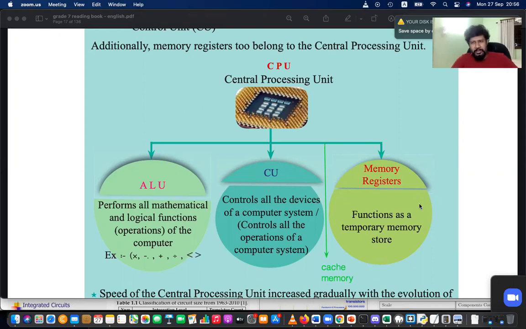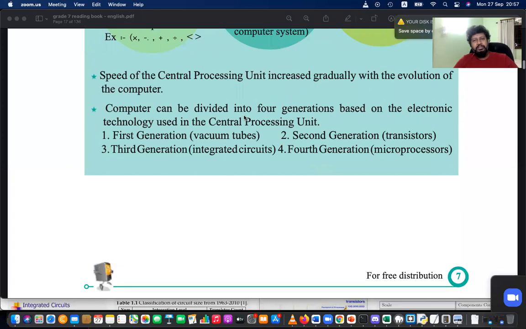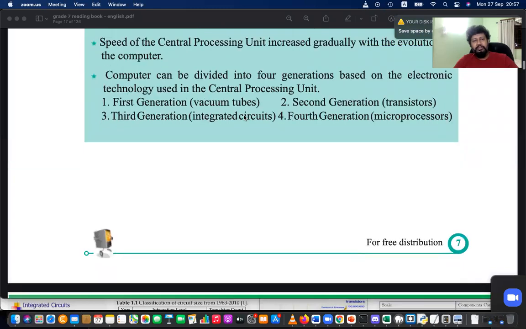ALU performs arithmetic and logical calculations, whereas CU is sending control signals to all the components. It's not controlling, but sending control signals. Cache and registers are faster memory locations in the processor. And we learned about different core processors, multi-core processors, physically and logically. So there are a number of cores. And also we learned about the technology.